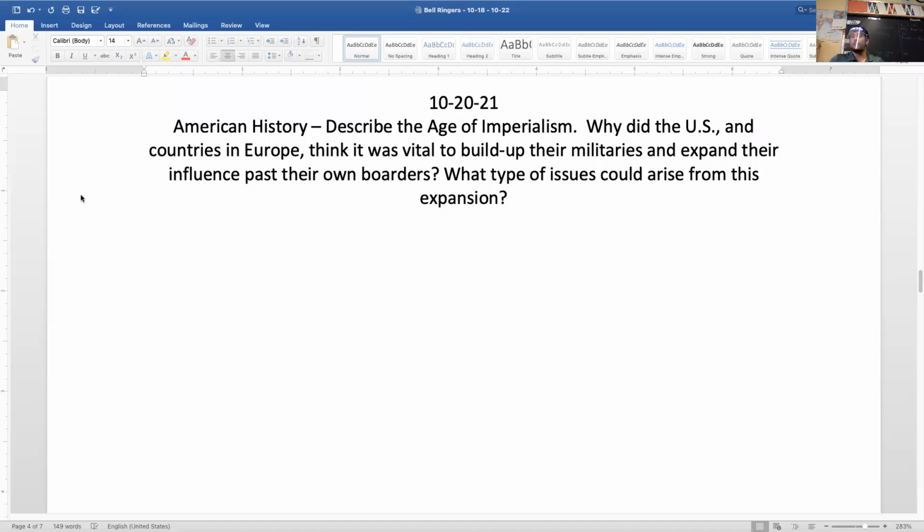So describe the age of imperialism. Why did the US and countries in Europe think it was vital to build up their militaries and expand their influence past their own borders? What type of issues could arise from this expansion?